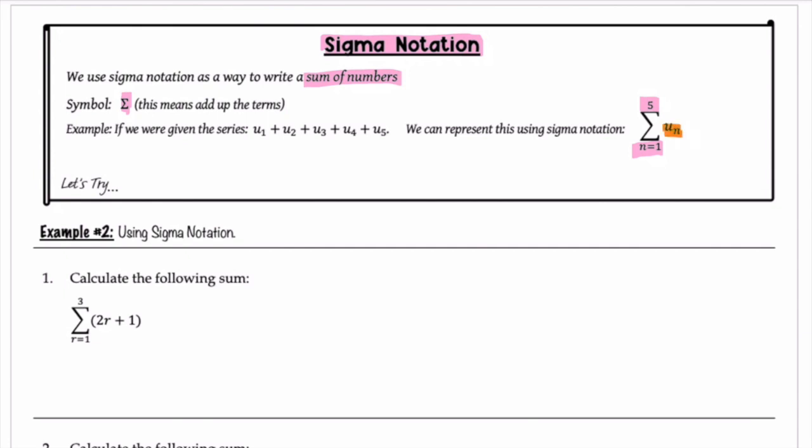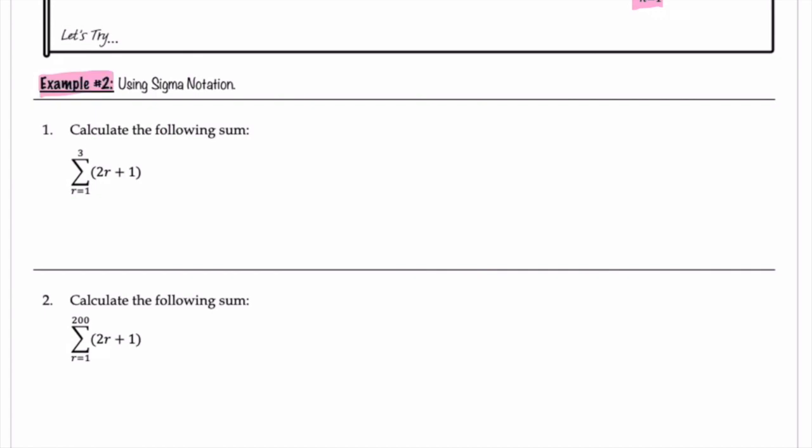So let's try this. Example 2, using sigma notation. Number 1, calculate the following sum. So we have the sum with 1 being our first term, 3 being our last term, and our given rule. Let's do this the expanded way. What they want us to do is take 2r plus 1, starting off with r being 1. We're going to get some value there, and we're going to keep adding.